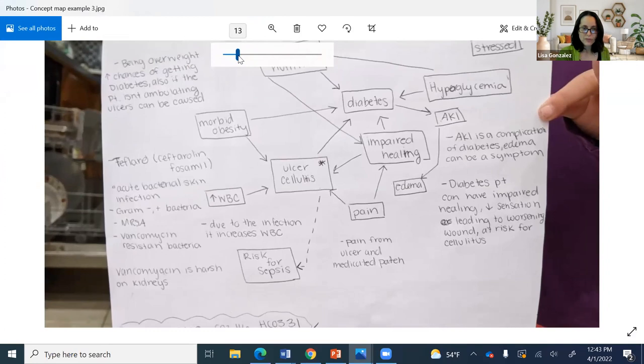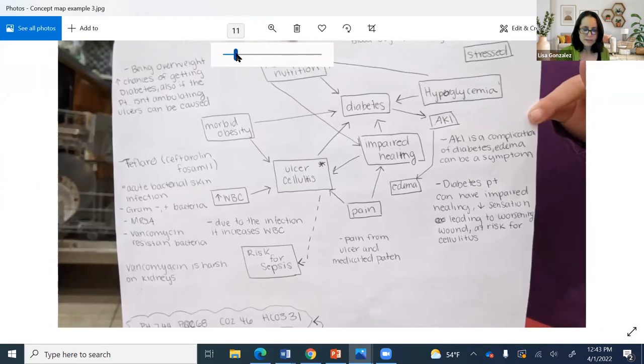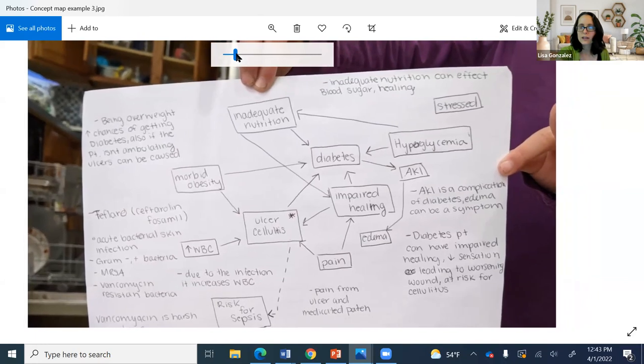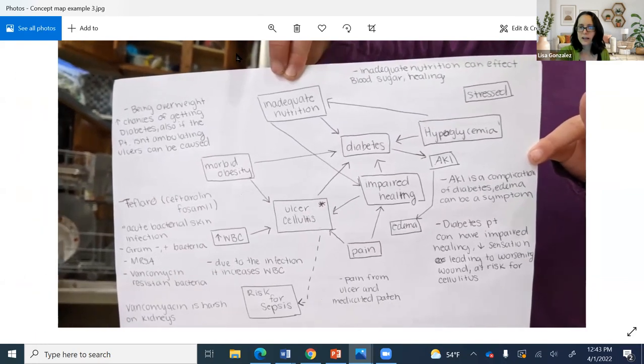So concept mapping helps organize thoughts and represents knowledge. This is a bunch of information that the students had in their brain, and they're able to dump it down on a piece of paper in a way that makes sense to them. So this is how they're thinking right now. Concepts or topics are represented in circles or boxes. So usually you've got your concepts, topics, ideas in the boxes. So we have inadequate nutrition, morbid obesity, diabetes, impaired healing.